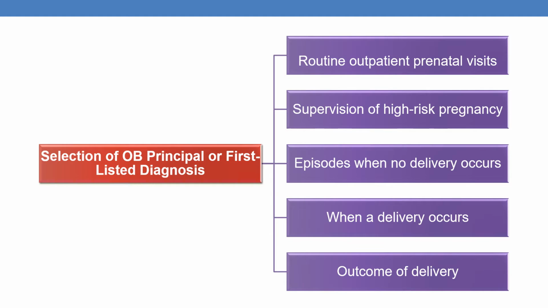It is again categorized into the following guidelines. Guidelines regarding routine outpatient prenatal visits. Next is supervision of high-risk pregnancy. The next is episodes when no delivery occurs, and coding guidelines regarding those episodes. Next are coding guidelines regarding the episodes when delivery occurs, and finally outcome of delivery. These points we will cover in this current session.